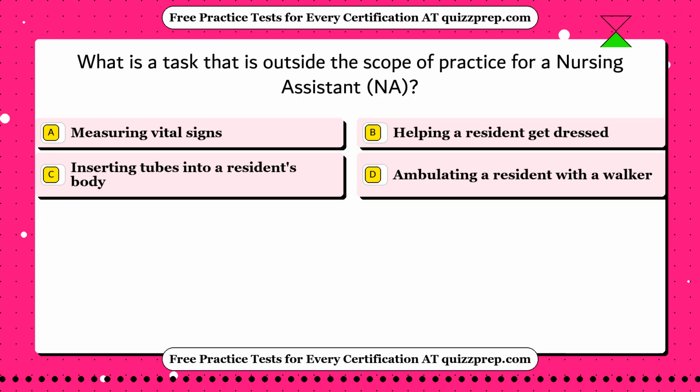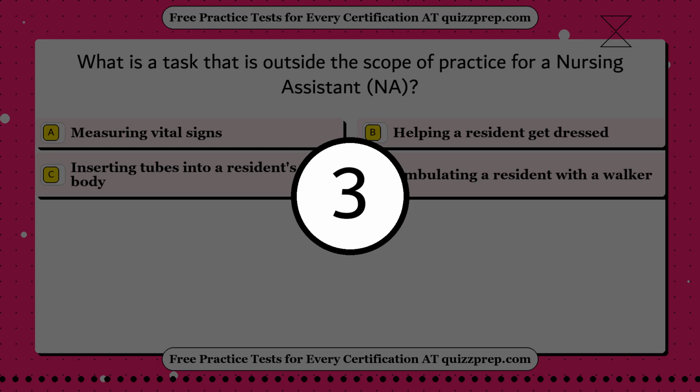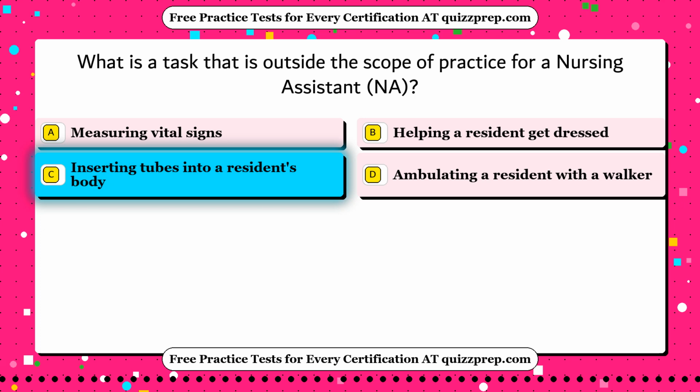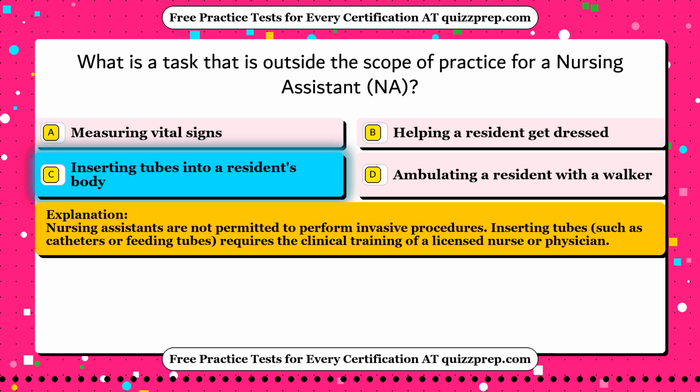Question 99. What is a task that is outside the scope of practice for a nursing assistant, NA? Option A, measuring vital signs. Option B, helping a resident get dressed. Option C, inserting tubes into a resident's body. Option D, ambulating a resident with a walker. The correct answer is option C, inserting tubes into a resident's body. Nursing assistants are not permitted to perform invasive procedures. Inserting tubes, such as catheters or feeding tubes, requires the clinical training of a licensed nurse or physician.